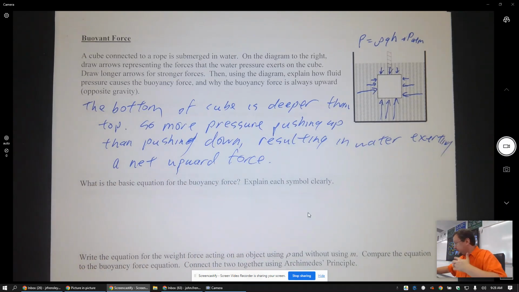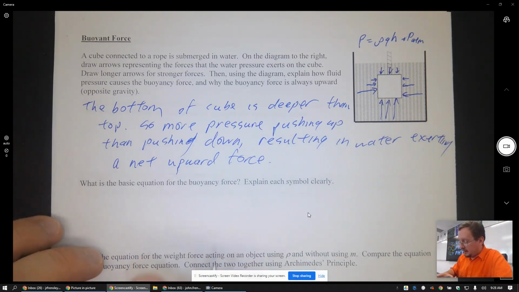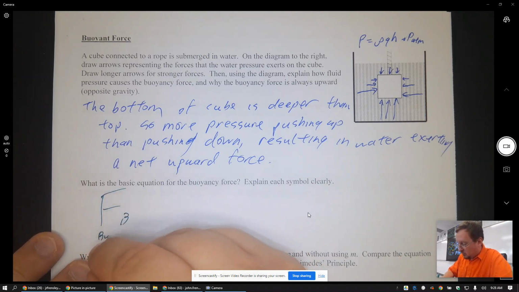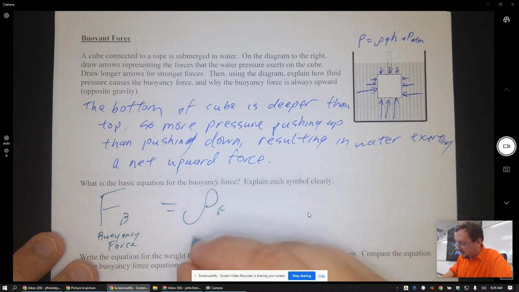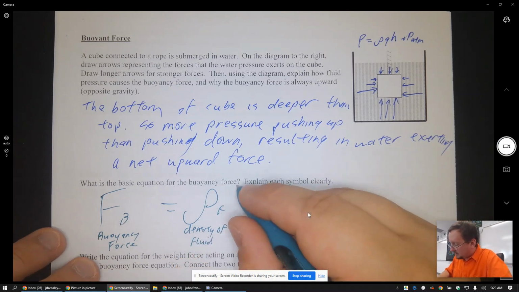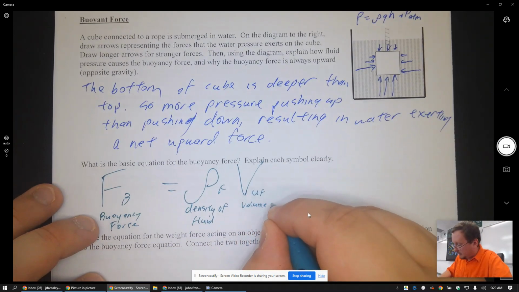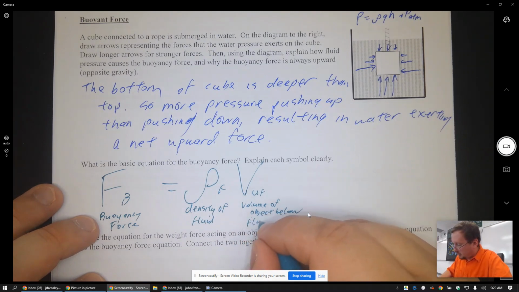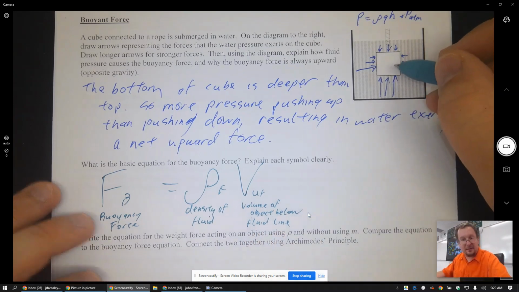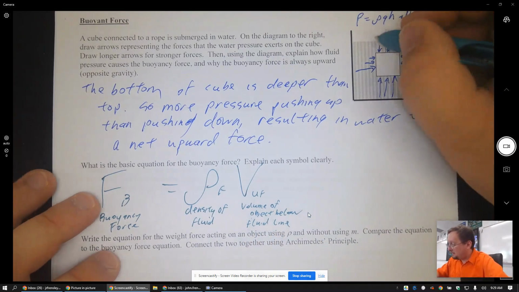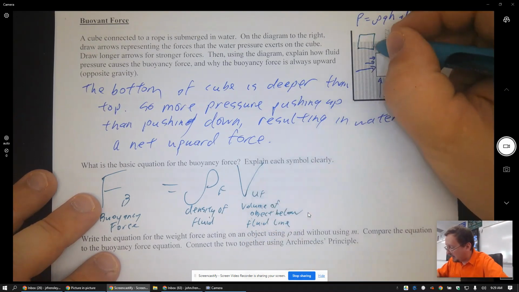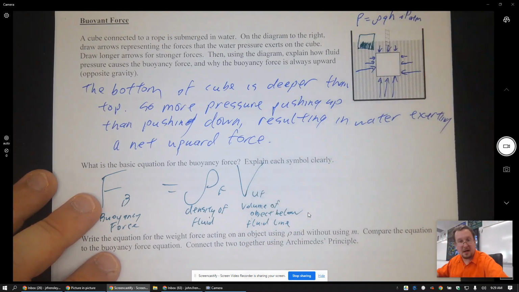Now, the basic equation for the buoyancy force is this. The force of buoyancy is the density of the surrounding fluid times the volume under the fluid line. So that's the volume of the object below the fluid line. In this case, it would be the entire volume of the object. But if the object was floating, the volume underneath would be just this much. Just that much is all that would count there.